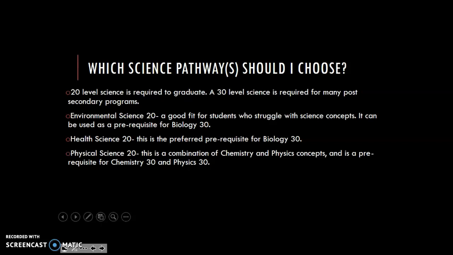Please know that 20 level science is what you need to graduate in the province of Saskatchewan. You do not need a 30 level science to be able to graduate. Some students, again, in their personalized learning journey, science is not necessarily something that they plan to pursue in the future. It's not maybe easy for them, or maybe there's other factors involved, and some students choose just to stick with the 20 level science to be able to graduate.